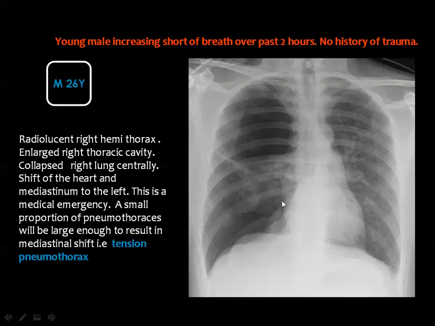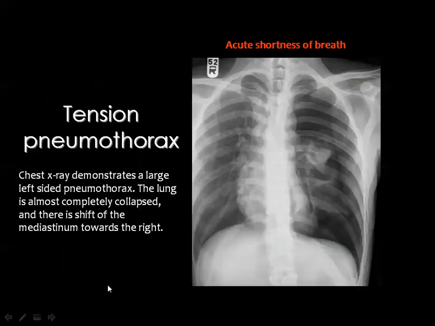But here you can see a big pneumothorax with underlying subtotal lung collapse. There is depression of the diaphragm and somewhat of a shift of the mediastinum to the opposite side. A small proportion of pneumothoraces, as I have mentioned before, will enlarge to result in mediastinal shift and tension pneumothorax, especially in ventilated patients.